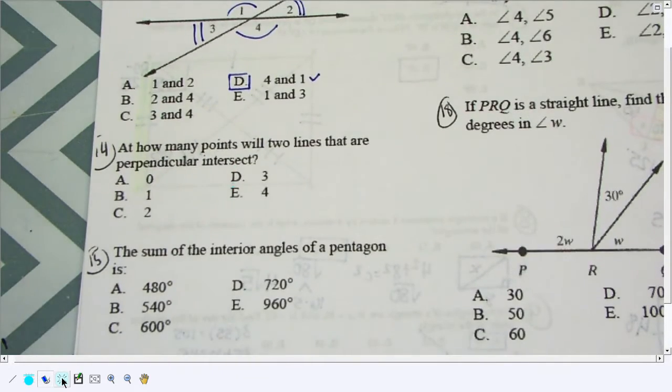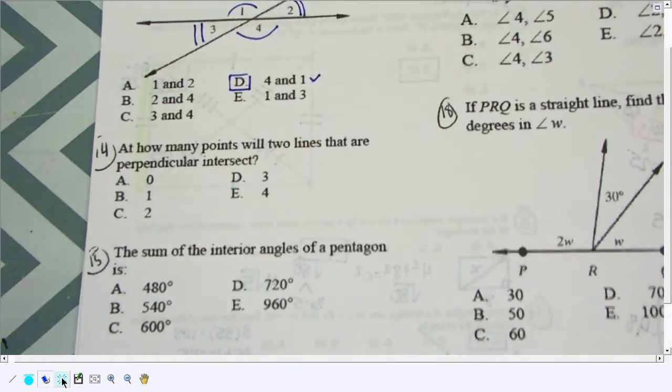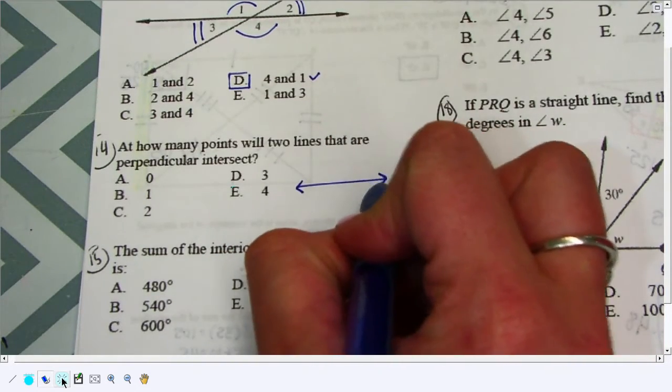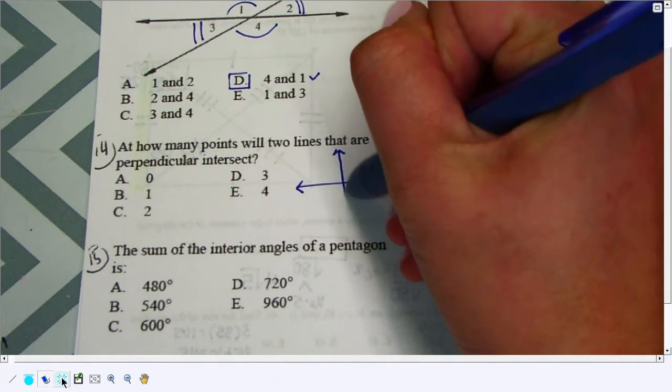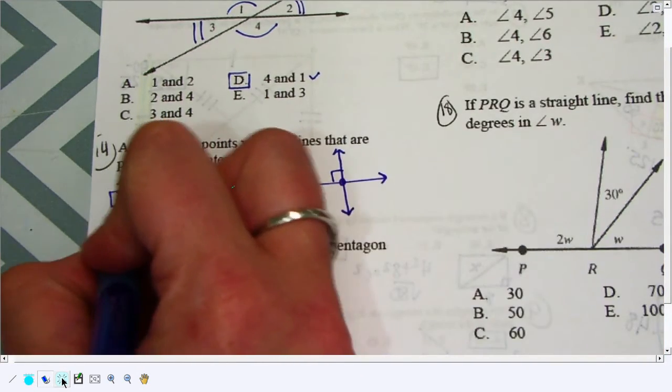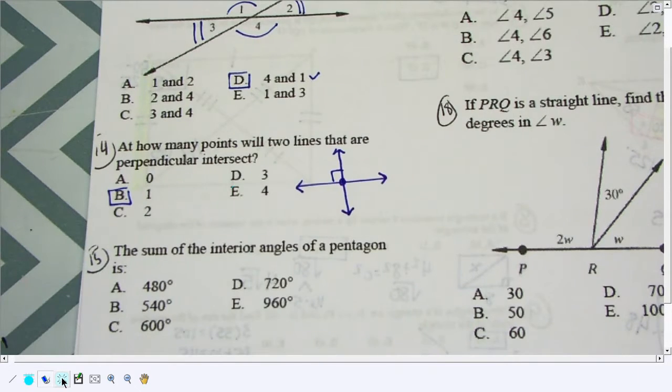All right, at how many points will 2 lines that are perpendicular intersect? Well, let's draw them. Perpendicular, they cross at 90. So here is 1, and here is another, and they cross at 1 point. So that's it. Just sketching a little picture will actually make that a little bit easier.